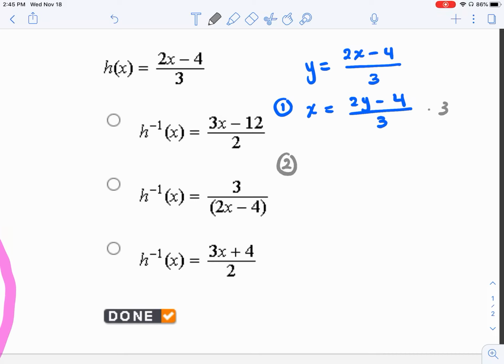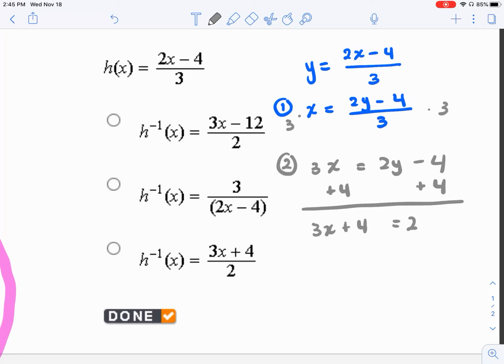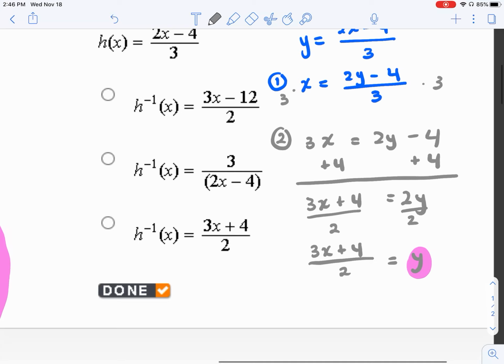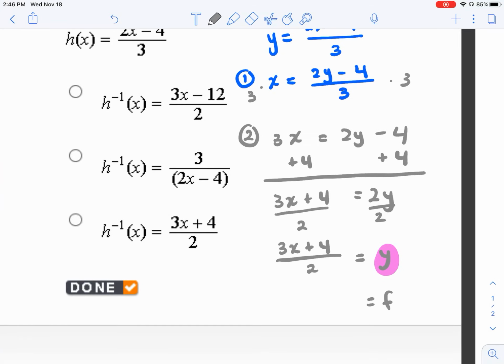I am going to multiply both sides by 3, add 4 to both sides, and divide by 2. So I have 3x plus 4 all over 2 equals y. And this y here can be represented as the inverse of the original. And let's see if they have anything in this format.